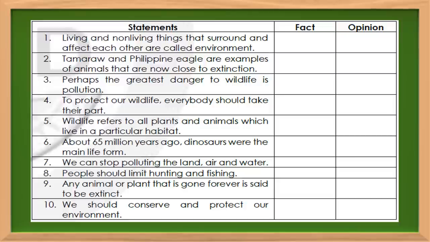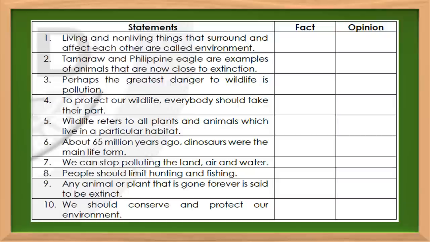Number 3. Perhaps the greatest danger to wildlife is pollution. Number 4. To protect our wildlife, everybody should take their part. Number 5. Wildlife refers to all plants and animals which live in a particular habitat. Number 6. About 65 million years ago, dinosaurs were the main life form. Number 7. We can stop polluting the land, air, and water.